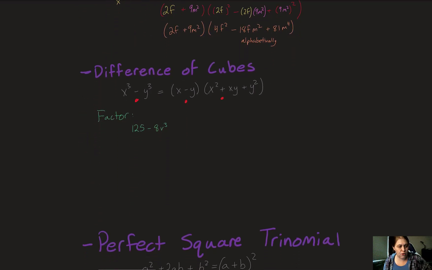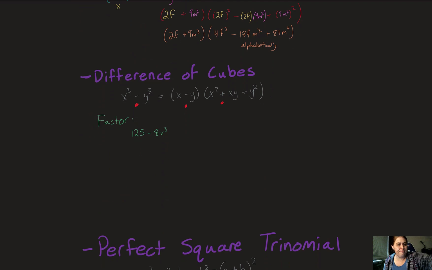All right, so going back here for my cubing patterns. 125, that's really 5 cubed. And then, let's see what's being cubed here. A v, not squared, cubed. And 2 cubed gives me 8. So those are my x and my y. So I'm going to put in all of my sets of things. I'm going to do my pattern. So this with a minus, and this, something squared, plus stuff, plus something else squared.